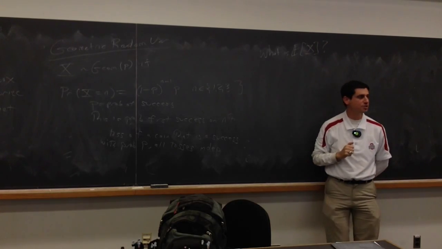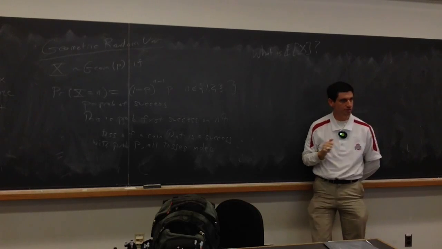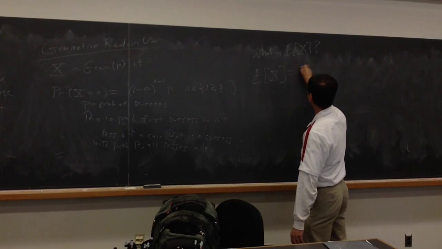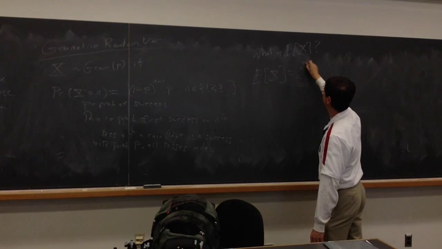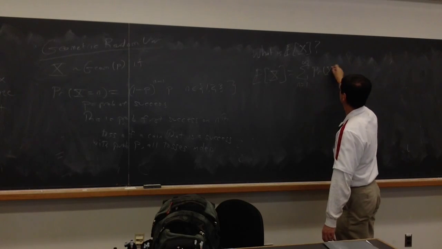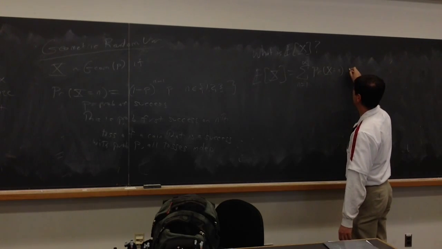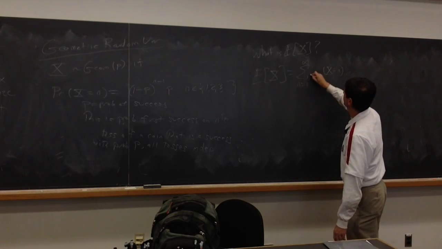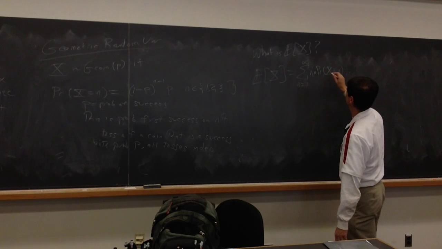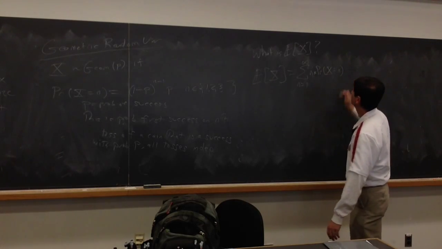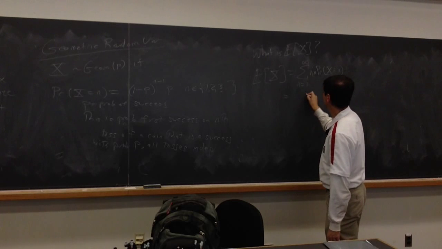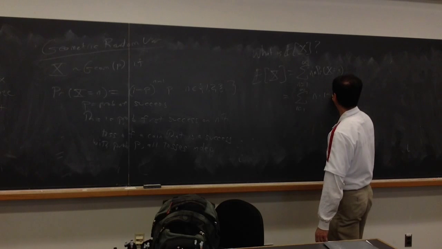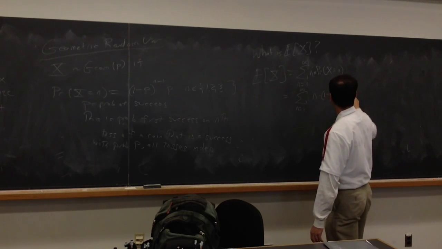All right, well, unfortunately, this is going to involve a sum. Sums are going to be difficult. So we want to do the following. The expected value of x is going to be the sum, n goes from 1 to infinity, of n times the probability x equals n. And this is going to be the sum, n goes from 1 to infinity, of n times (1 minus p) to the n minus 1 times p.